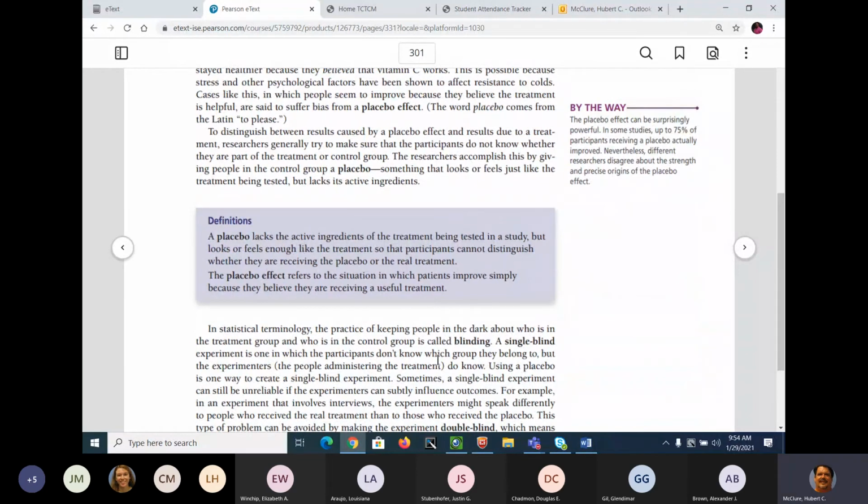So I want you to write that down. You don't have to write down word for word. A placebo is a non-medicinal treatment. I would put sugar pill in parentheses because that's usually the most used. Placebo effect: the test subject believes they feel better because of the sugar pill. That's called the placebo effect.